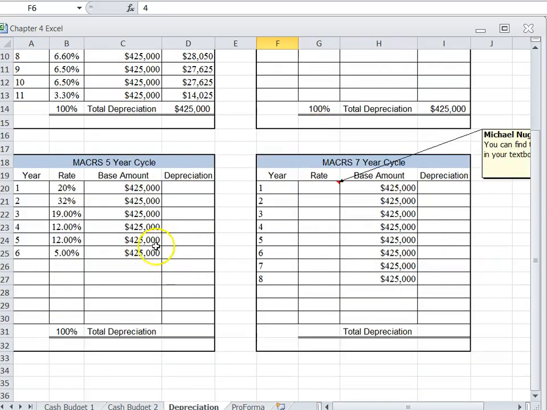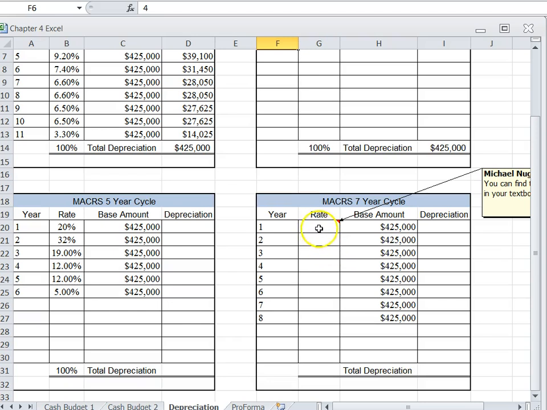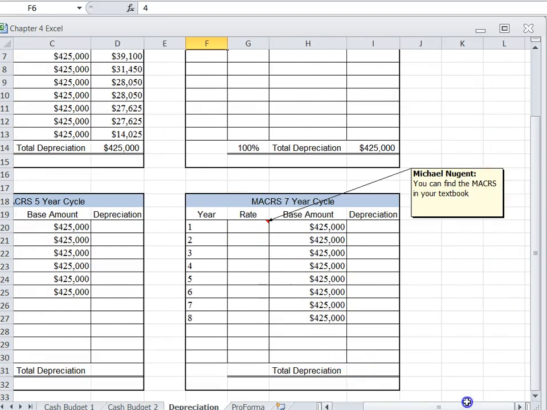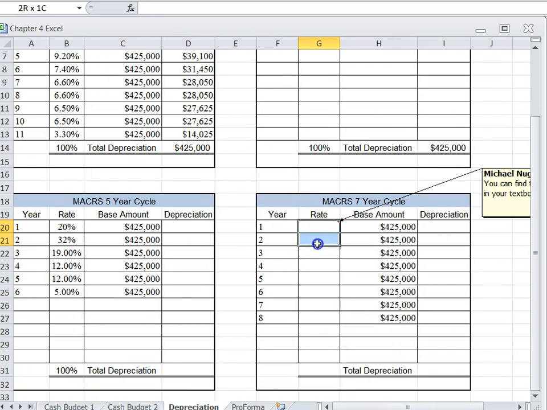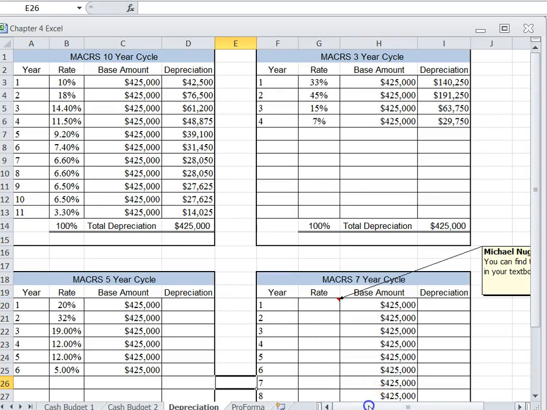Now, for this cycle here, I left a little note saying that you can find the modified accelerated cost recovery schedule in your textbook. So for this problem, you're going to have to actually look up the rates for a 7-year cycle to calculate the depreciation here. So that's something you're going to need your textbook for. But very simple how to calculate this. You're just multiplying the base amount times the rate to figure out what's the depreciation amount for that year.